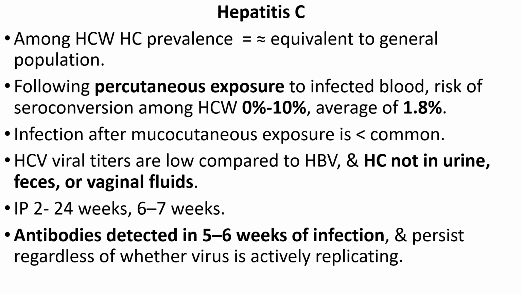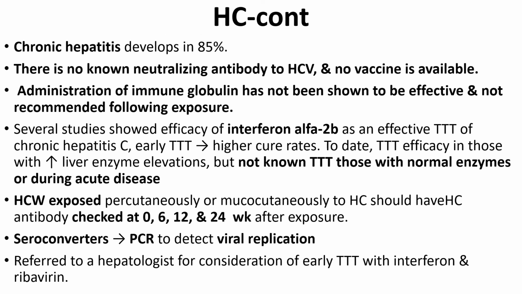HCV viral titers are low compared to HBV, and HCV is not found in urine, feces, or vaginal fluids. The incubation period is 2 to 24 weeks, the average is about 7 weeks. Antibodies are detected within 6 weeks of infection and persist regardless of whether the virus is actively replicating. Chronic hepatitis develops in 80% of them.